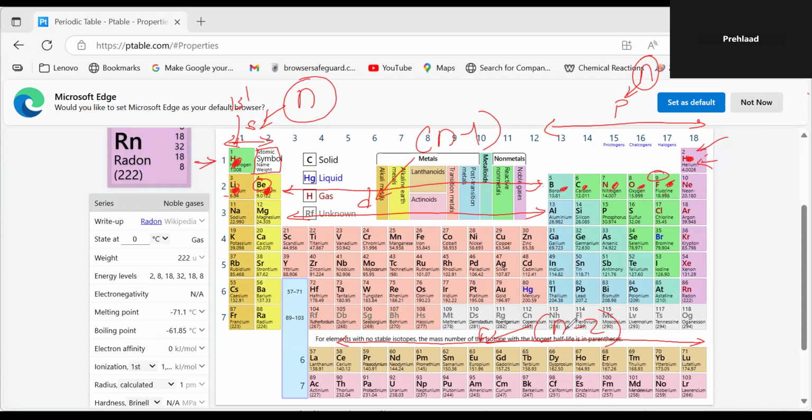I said if the electron is in the s orbital, then the period number is the same. If the electron is in the p orbital, then the period number is the same. If it is in the d orbital, the period number is n minus 1. If it is in the f orbital, the period number is n minus 2. Okay, I got it.